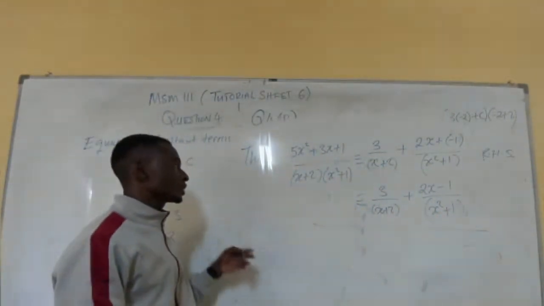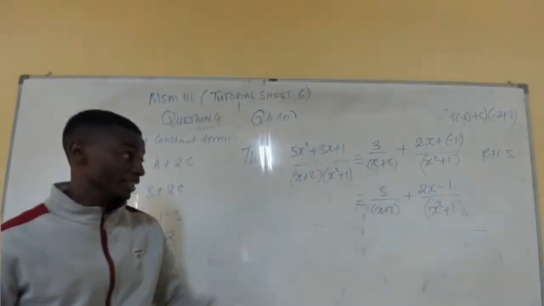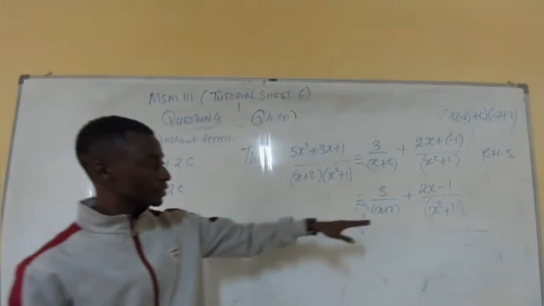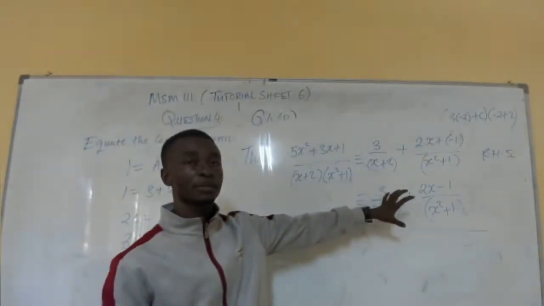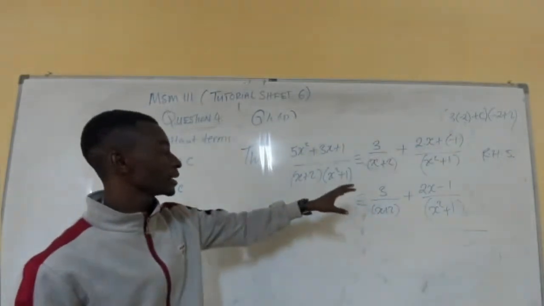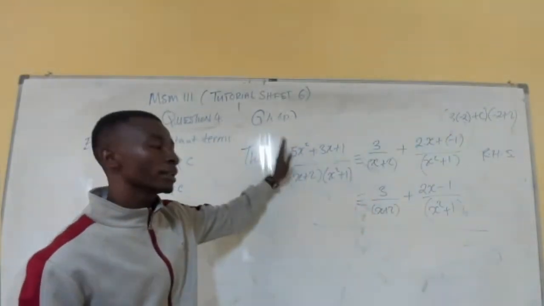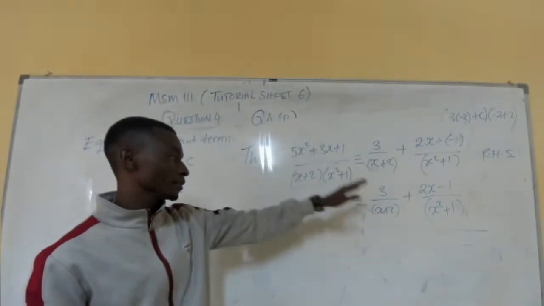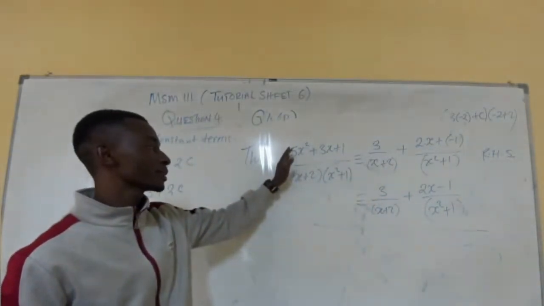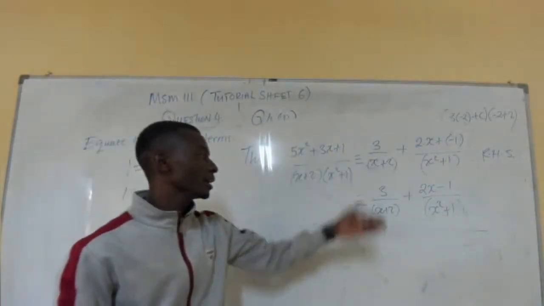If you want to check your answer, you can do that. There's no problem. What you're supposed to do is to combine the partial fractions. If you do, it is supposed to give you the original expression. Then just know that your answer is correct.